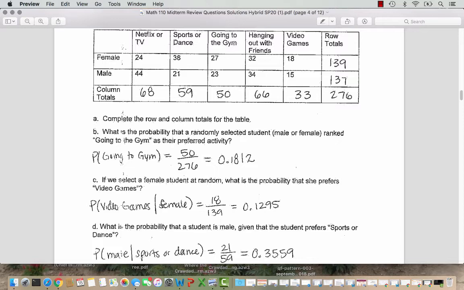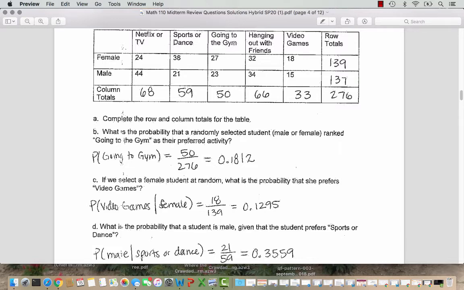Question C says, if we select a female student at random, what is the probability that she prefers video games? So this is now restricting us to just females, so this is a conditional probability. So in probability notation here, I say P for probability, and then in parentheses, I put what I'm counting, the video games. And then I use this line for the restriction. So I say this is restricted to females. So that line tells me my condition.